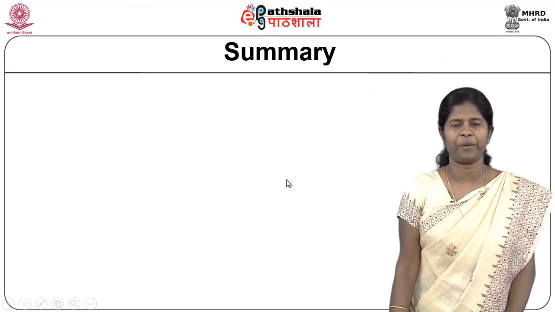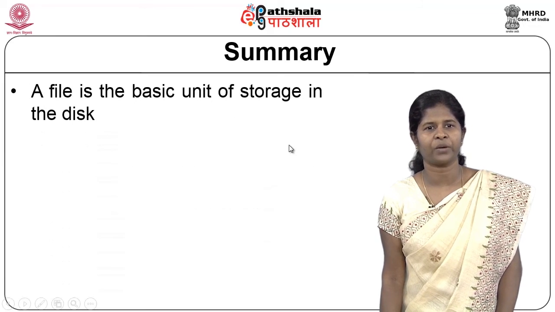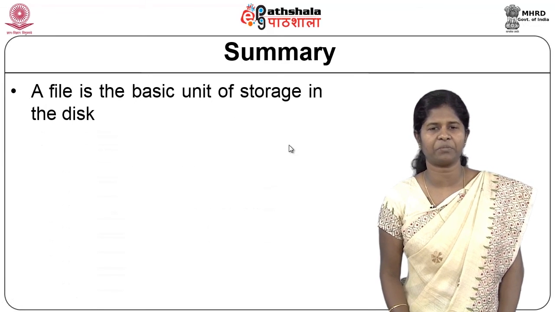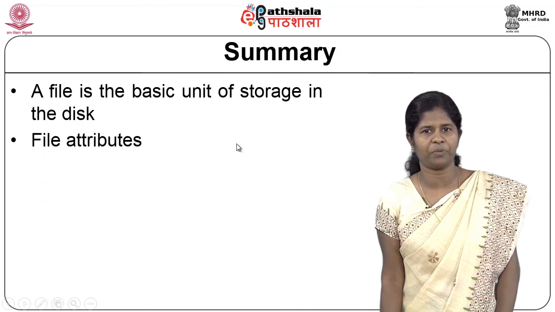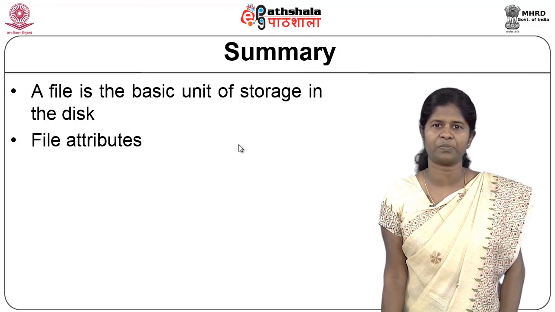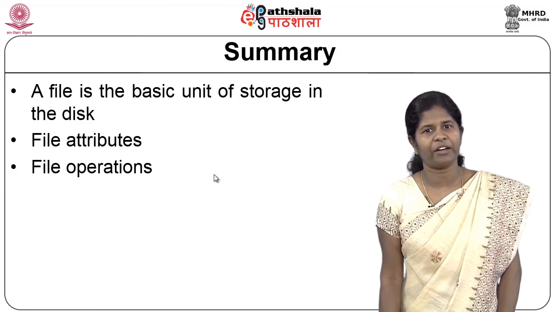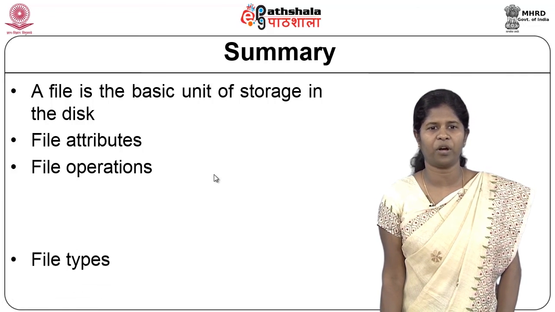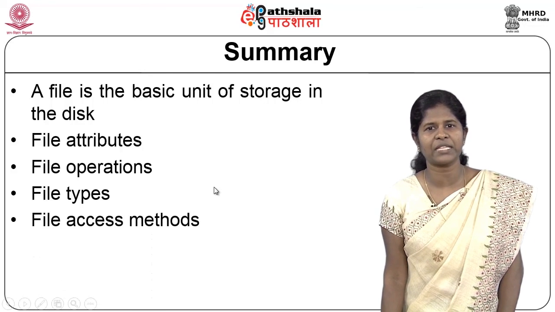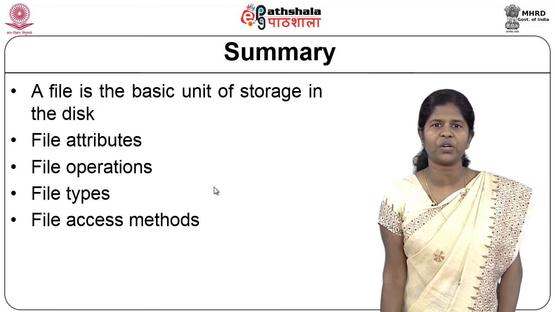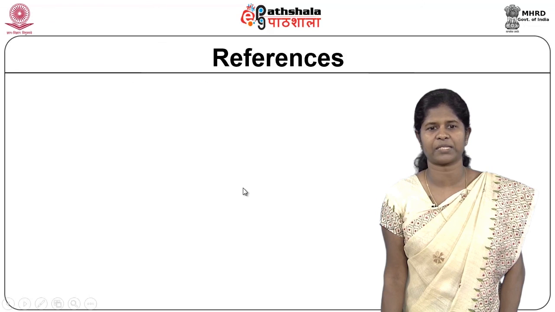So, the summary of what you learnt in this class: we learnt what is meant by a file. A file is a basic unit of storage in the disk, and the disk is logically divided into disk blocks, and the contents of the file are stored in disk blocks in the disk. A file can have a number of attributes, and a number of operations can be performed on files. There are different types of files, and it is possible to access the files using different methods. We saw sequential access, direct access and indexed sequential access.